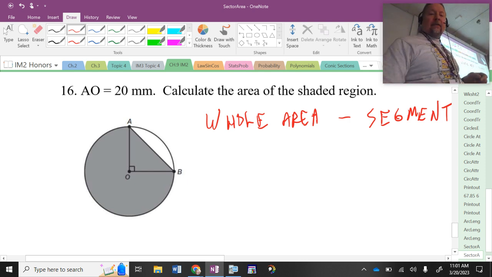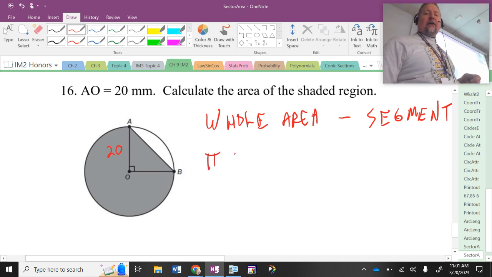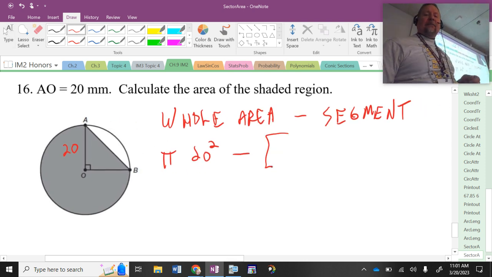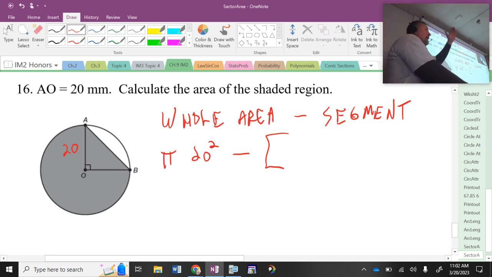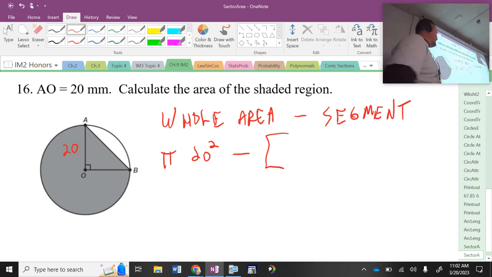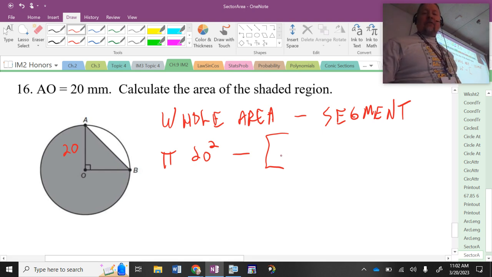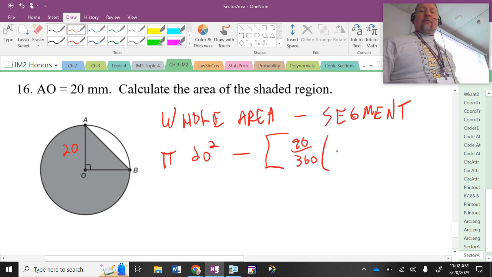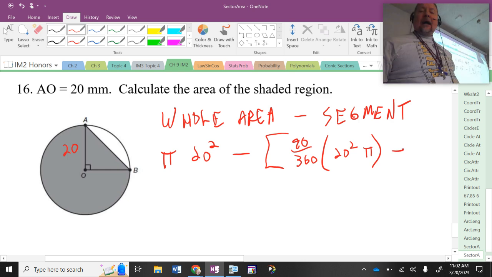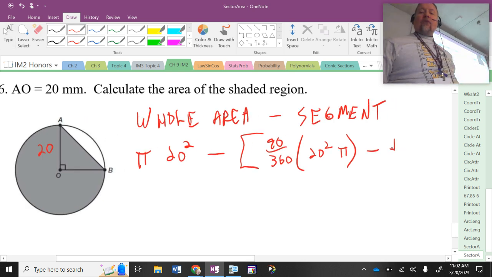So AO, that's the radius. So whole area is just pi r squared. And then minus segment, I need this in brackets because segment is sector minus triangle, which kind of stinks. So the sector is 90/360ths of our area minus triangle, which is half 20 times 20.